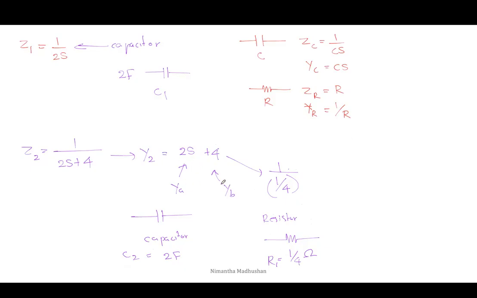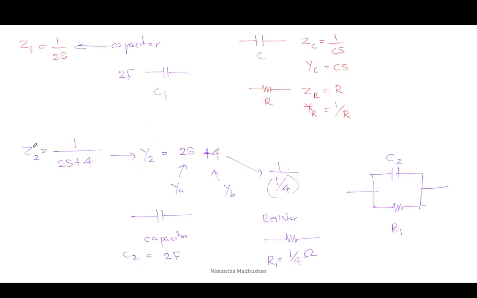These two admittance values are connected in parallel because of this plus mark. Then Y2 will have two components, a capacitor and a resistor, connected in parallel. This is C2 and R1.